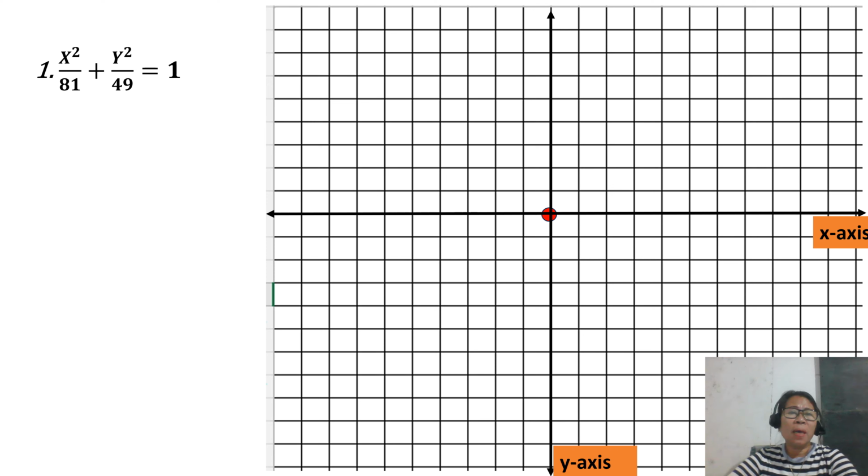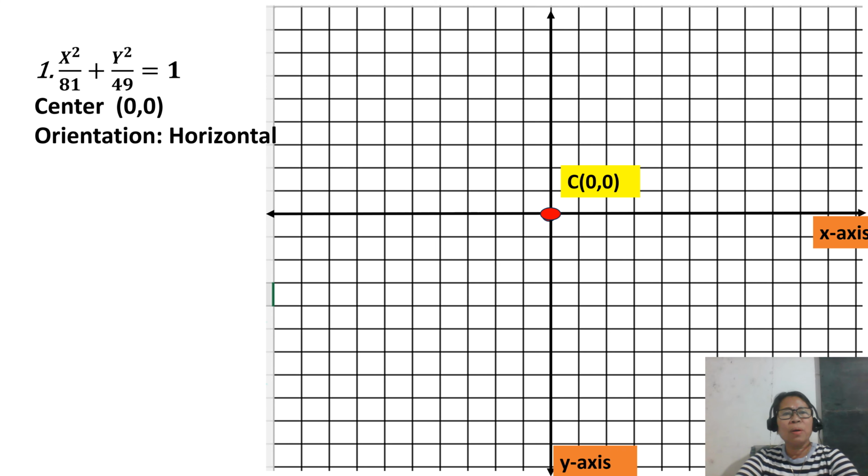So the basic steps in graphing an ellipse would be, of course, determine the center. The center of that equation is (0, 0), then plotting it. The next one is we are going to determine the orientation of our ellipse. The orientation can be determined from the greater denominator. So 81 is bigger than 49, and the variable on the numerator is x, so that means our orientation will be horizontal.